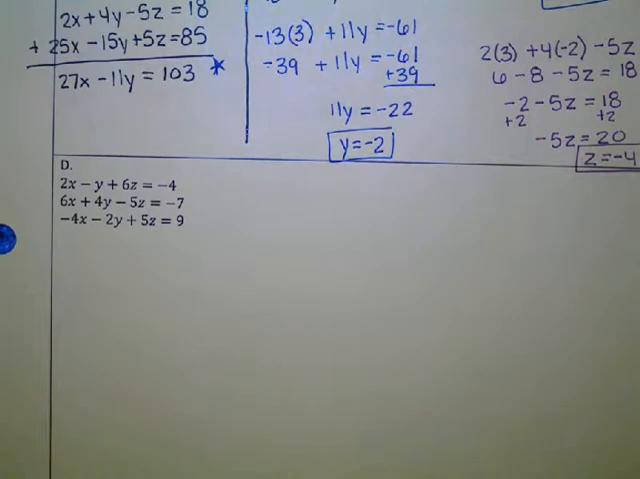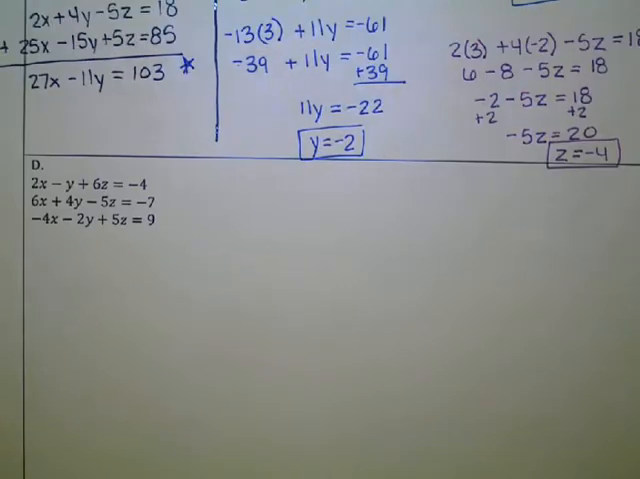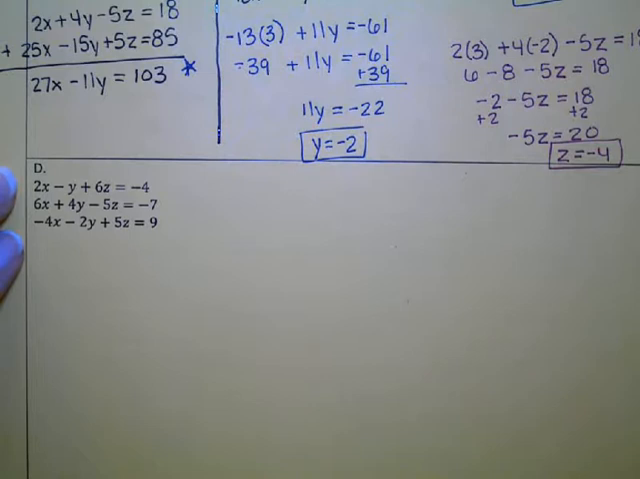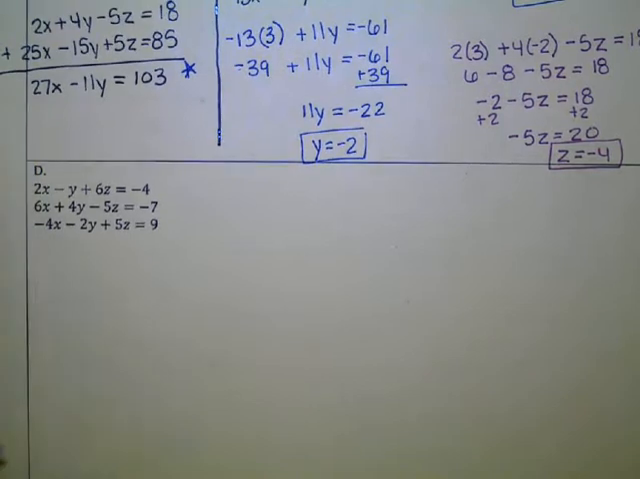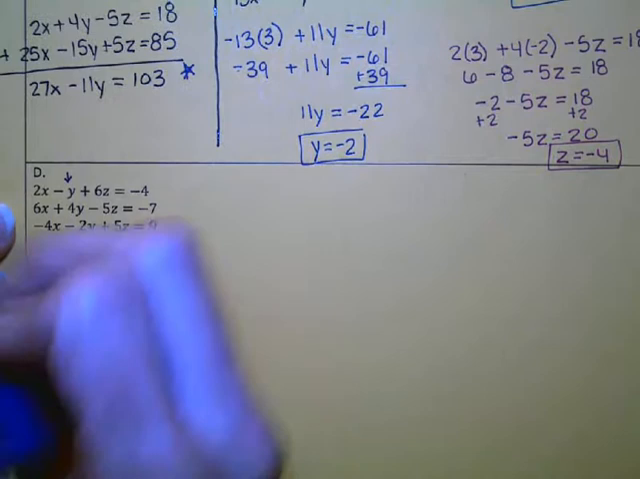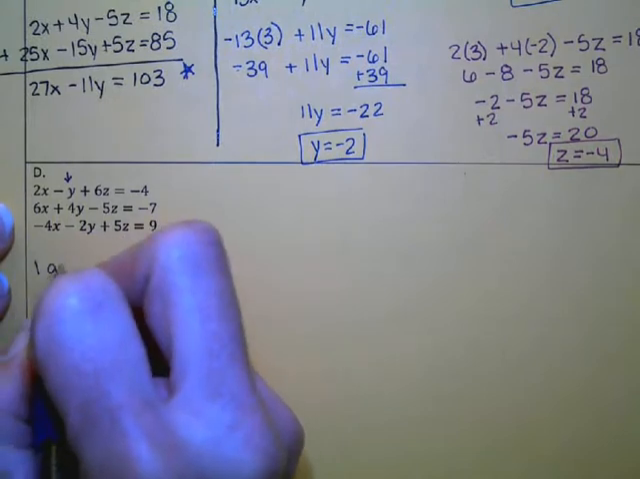Last one, like I said, if you haven't tried one of these on your own, I would try this one on your own and then come back to the video. Looking at these numbers, I would say we could probably get rid of the x's or the y's. I typically choose one that doesn't have a number by it. It just kind of makes it easier. So I'm going to do equation 1 with equation 2.